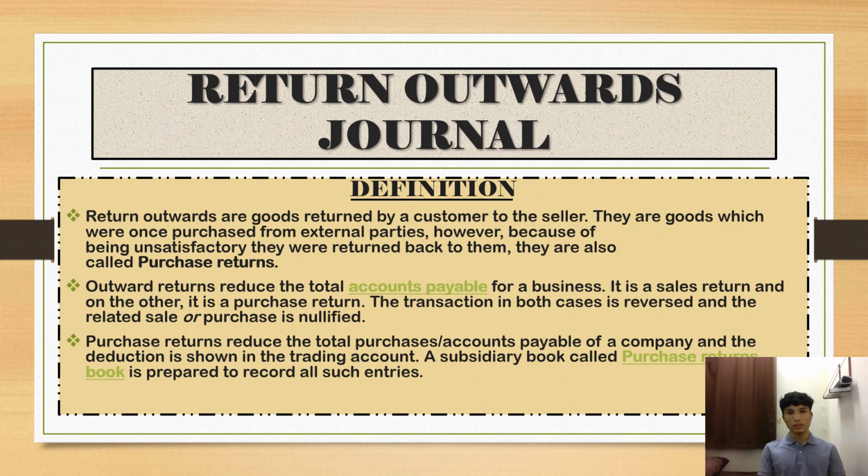On one side it is a sales return, and on the other, it is a purchase return. The transaction in both cases is reversed and the related sale or purchase is nullified. A purchase return reduces the total purchases or accounts payable of a company, and the deduction is shown in the trading account. A subsidiary book called the Purchase Return Book is prepared to record all such entries.